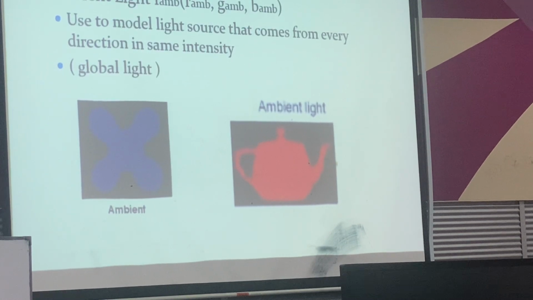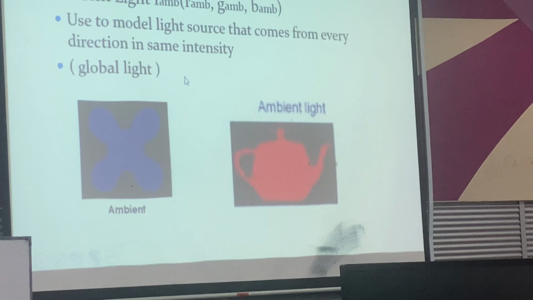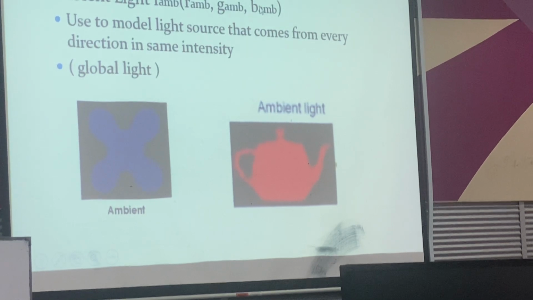Let's start with ambient lights. Ambient lights are used to model light sources that come from every direction with the same intensity, or we call it global lights, like your sun. That's sunlight. That's global light. So the intensity of ambient light, you can have the colors of the light: RGB, red, green, blue, for your ambient light.